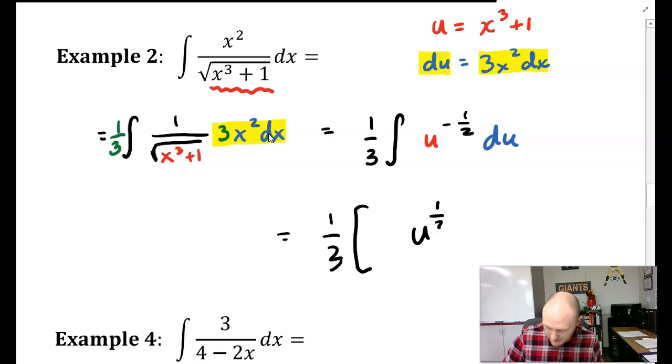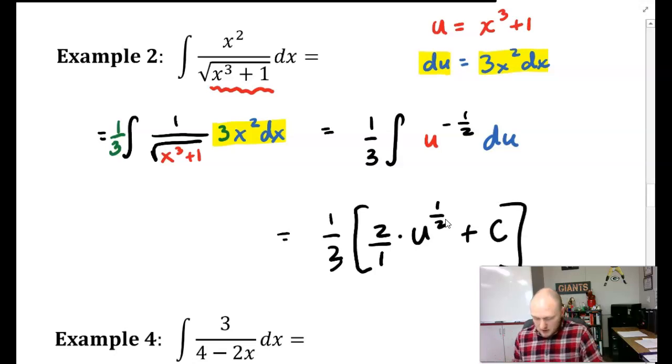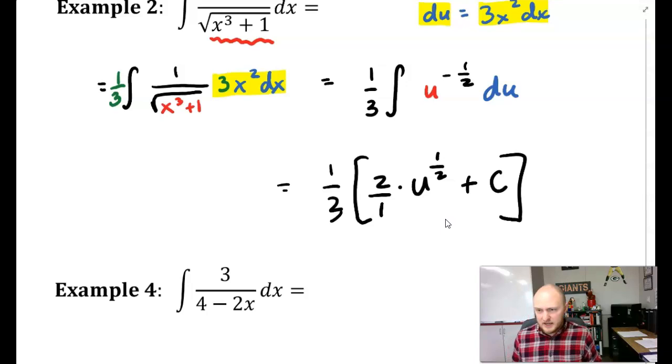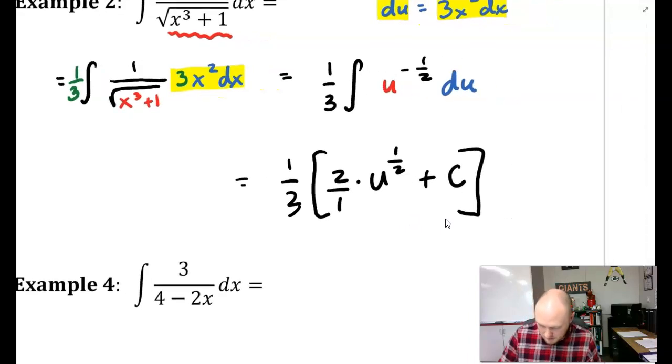So when I make this integration, I have 1/3 times the integral of u. I'm going to raise that power by 1. This is just basic power rule. I'm going to add 1, and I'm going to divide by my new power, divide by 1/2, which is the same thing as multiplying by 2 over 1. Plus a constant. Plus that constant. Okay? And let's go ahead and just clean this up.